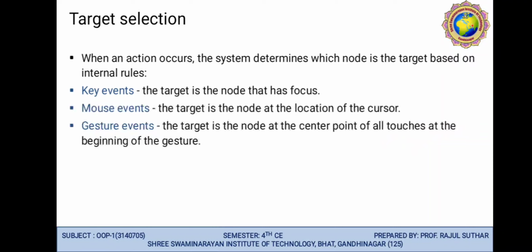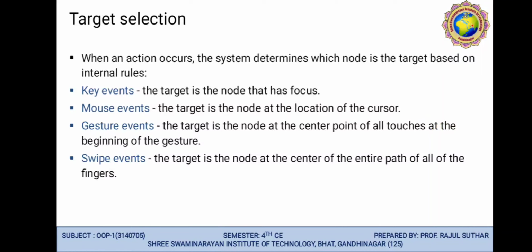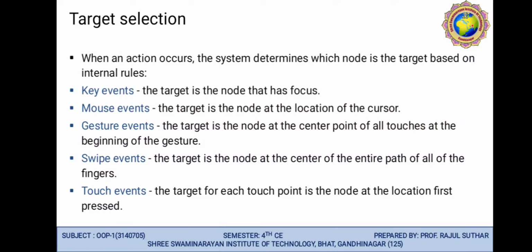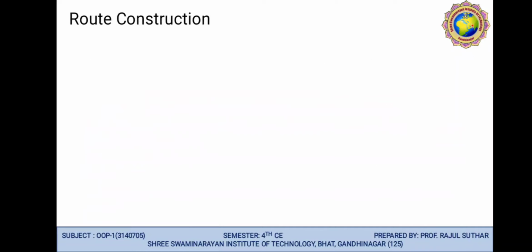Gesture events mean the target is the node at the center point of all touch points at the beginning of the gesture. Swipe events: the target is the node at the center of the entire path of all the fingers. Touch events: the target of each touch point is the node at the location of the first press.